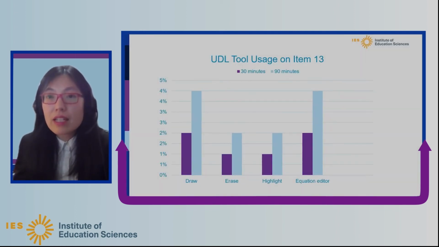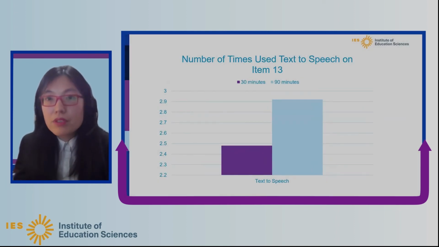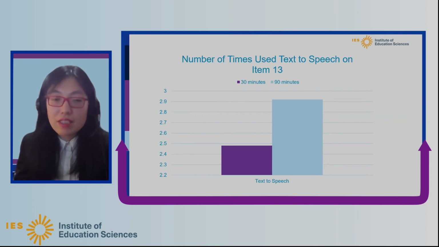Additional descriptive analysis on item 13 showed that students with LDs in the extended time accommodation condition were more likely to use universal design tools than their peers with LD in the standard testing condition. For example, compared with students in the standard time condition, a significantly higher proportion of students with LDs in the extended time condition used the scratchpad to draw, erase, or highlight. They also used the equation editor more than students in the standard testing condition. They also used the text-to-speech tool more times than their peers in the standard testing condition.